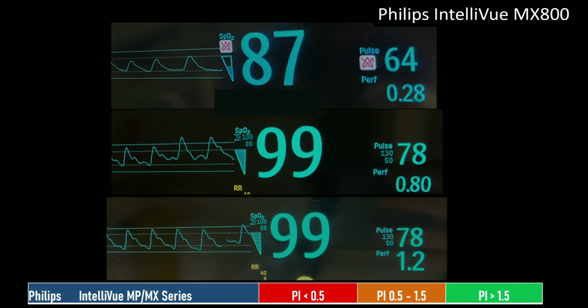This is a series of patients who were attached to the Philips monitor. The top patient had a perfusion index of 0.28, so that's really low, and this is very poor, and this patient is hypoperfusing. The middle patient has a perfusion index of 0.8. That's in the OK range, as it is for the patient in the bottom screen, whose perfusion index is 1.2.